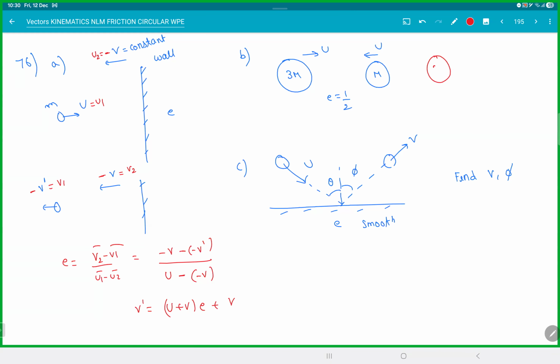So after this, this is 3m, this is v1. This is m, this is v2. Use conservation of momentum and the equation of restitution. What is this speed? The horizontal component will not change. That will be u sine theta, and the vertical component becomes e u cos theta. This angle is phi. Tan phi will be 1 by e tan theta. Speed will be u into root over e square cos square theta plus sine square theta. Clear with this?